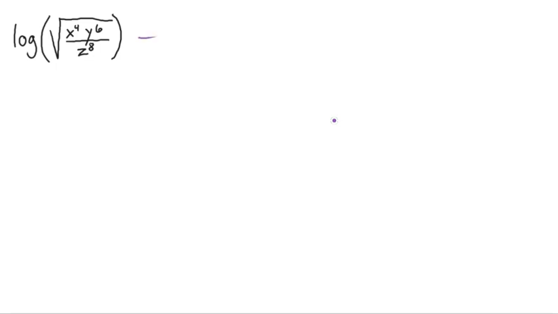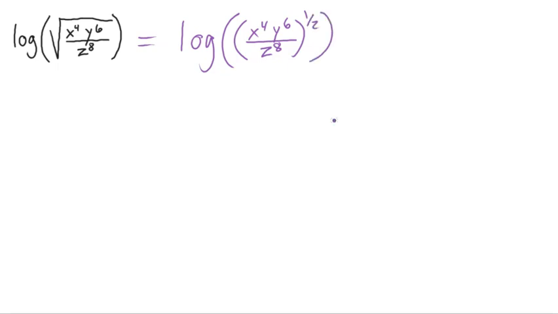1/2 power. So we're going to rewrite this logarithm as log of, inside parentheses, x to the 4th, y to the 6th over z to the 8th. And then on the outside of that, we're going to put the 1/2 power, and then close off the logarithm. Now what we're going to do is distribute the 1/2 power to the 4 and to the 6 and to the 8.